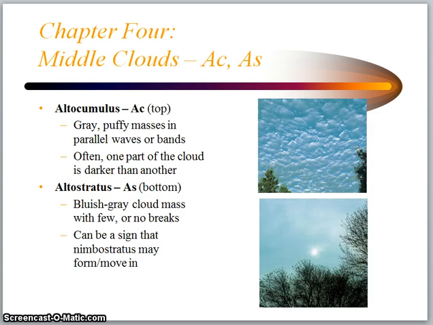Now we're up to the middle clouds. They're basically two types. There's altocumulus, which is the top photograph. They're gray, sort of puffy masses in parallel waves or bands. Often one part of the cloud is darker than the other. They make for very pretty sunrises and sunsets. And then there are altostratus clouds, which are bluish gray cloud masses. You can't really distinguish individual cloud masses with very few breaks. This can be a sign that nimbostratus clouds may form or move in shortly, which could be kind of a sign that rain or snow may be on the way.